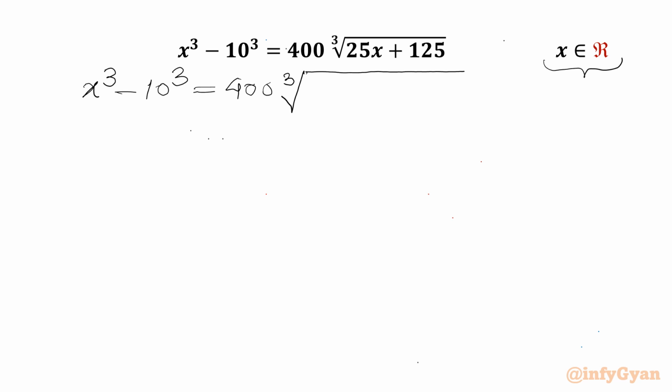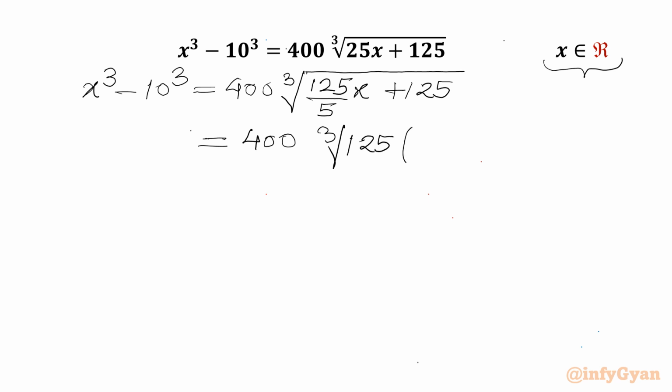Can we write 25 as 125 over 5 times x plus 125? Now we can take 125 common from the numerator. So this will become 125 times x over 5 plus 1. In LHS we have x cube minus 10 cube.